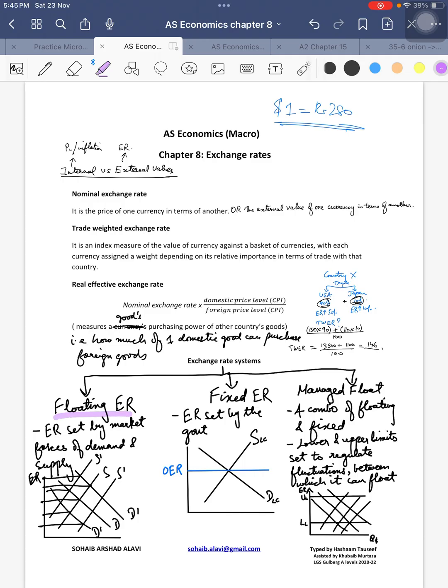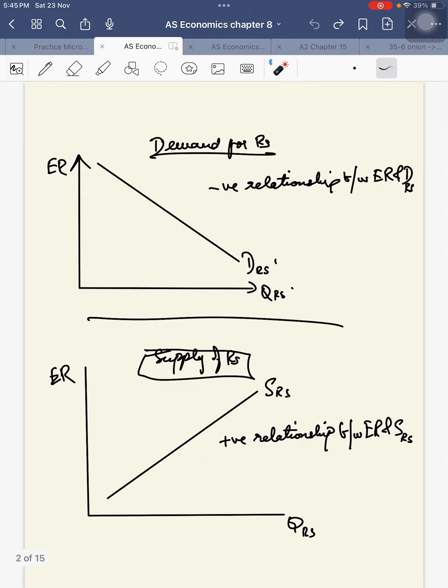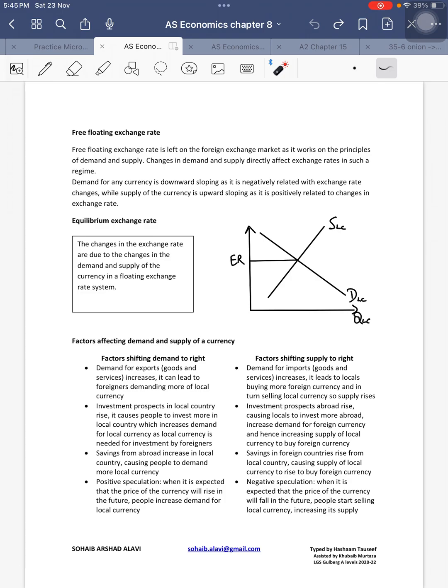The first is floating exchange rate. The second is fixed exchange rate. The third is managed float exchange rate. Right? The floating exchange rate system will be explained in a lot of detail in today's lesson, in which we'll discuss what a floating exchange rate system is, how it is determined, and what the factors are that cause a change in the floating exchange rate. And we'll go through some of the diagrams related to the floating exchange rate system as well. So let's start with the floating exchange rate system.